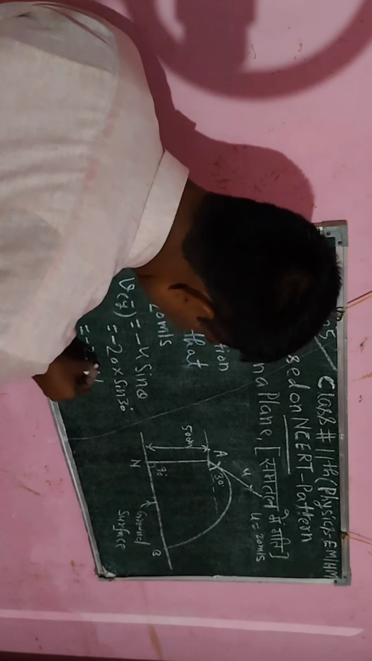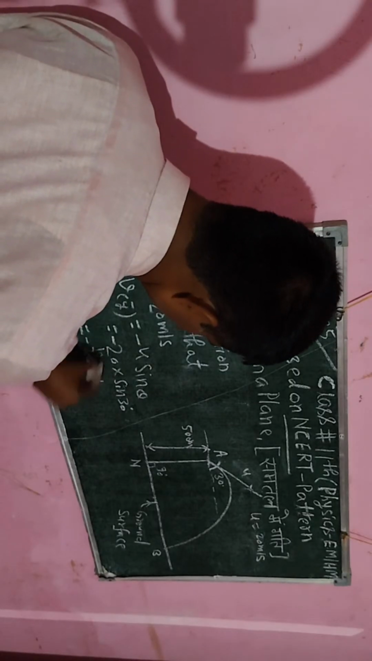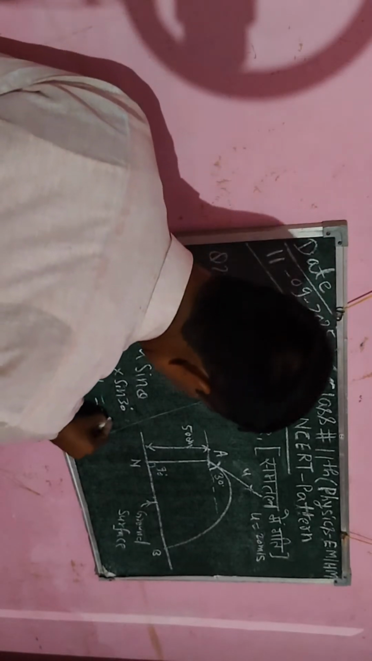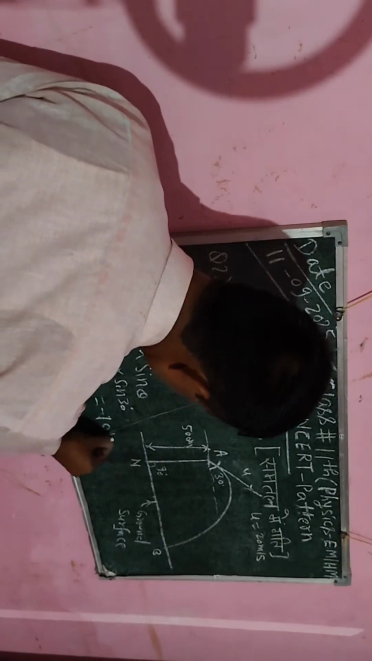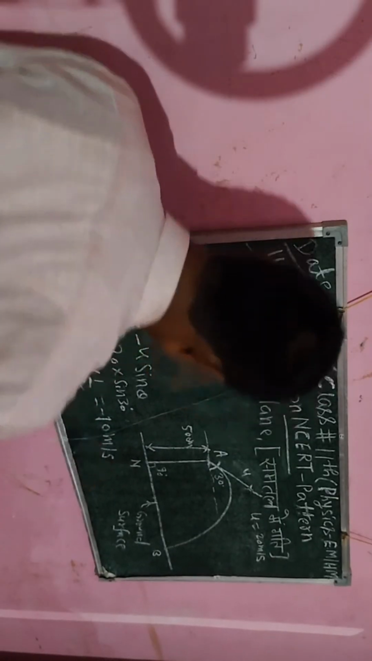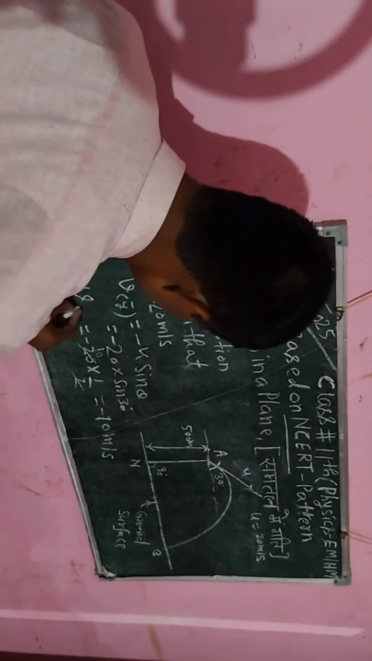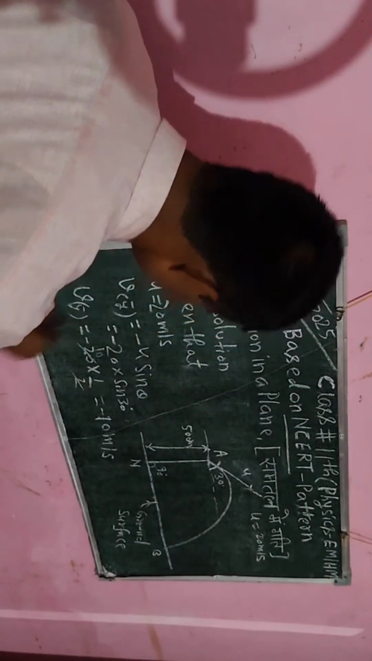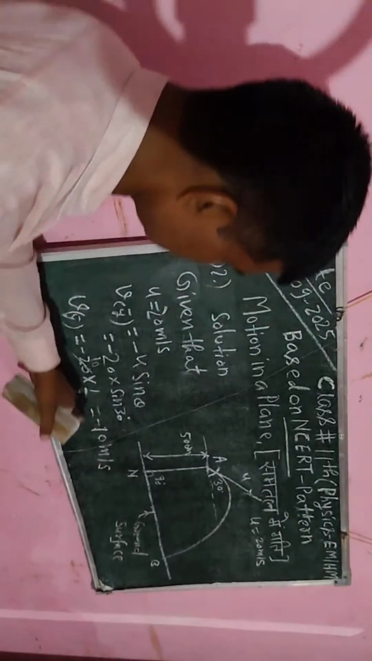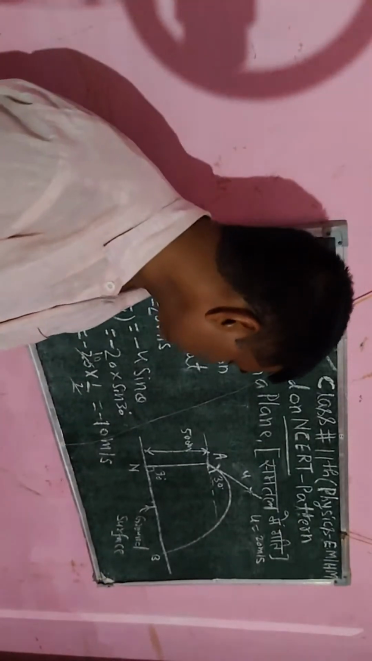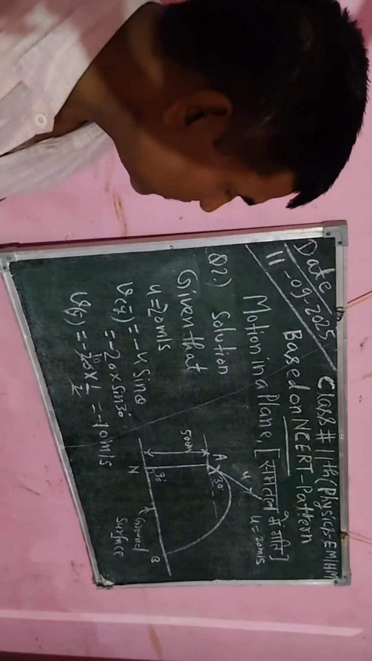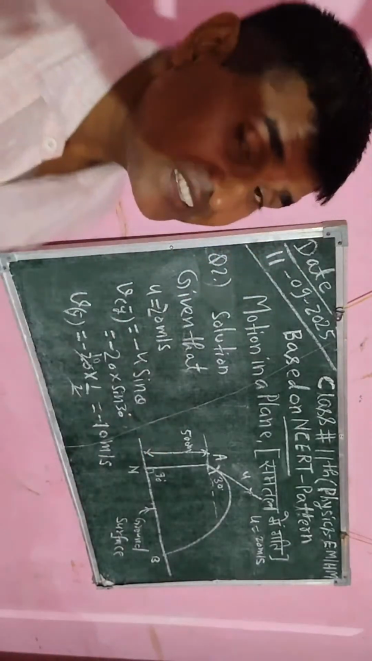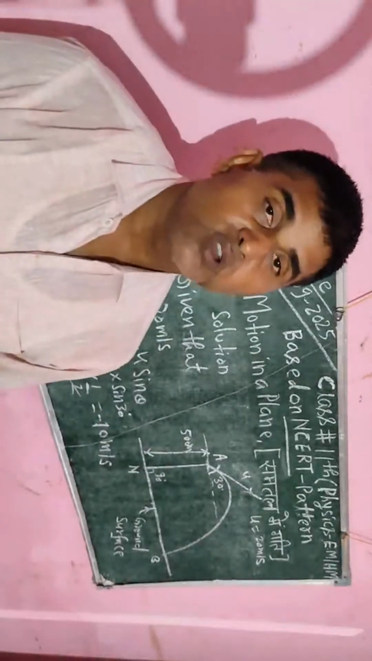So I will simplify that, and its value will be minus 10 meter per second. So for the negative y-axis I have got its value, that is minus 10 meter per second. Okay, now I will use the second equation of motion to calculate it.